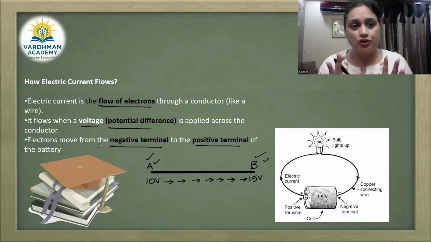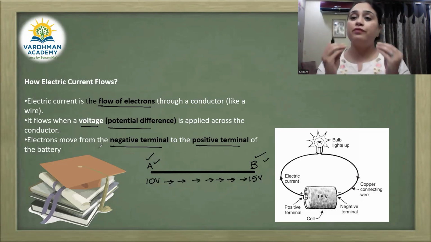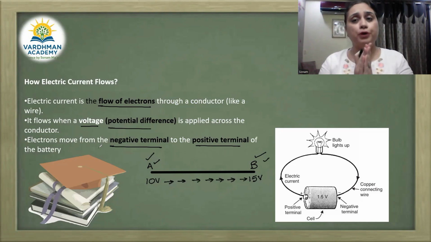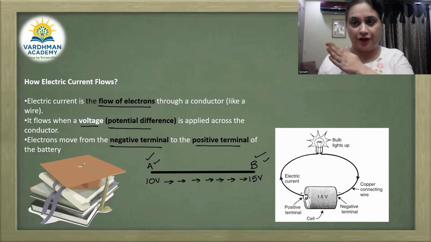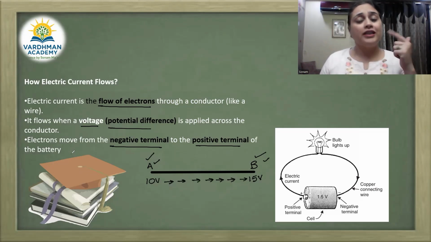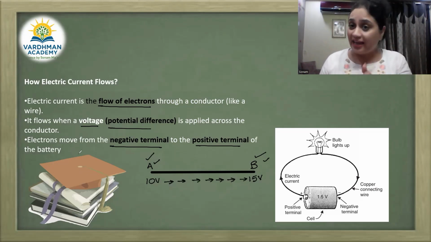So here we have understood what exactly makes the current flow. Current is flowing due to the potential difference. Will the current flow if there is no potential difference? The answer is absolutely no. The current will not flow if there is no potential difference between the two terminals of the battery. So the electrons will always move from the negative terminal to the positive terminal.